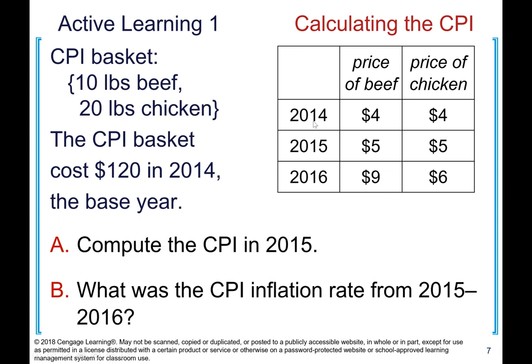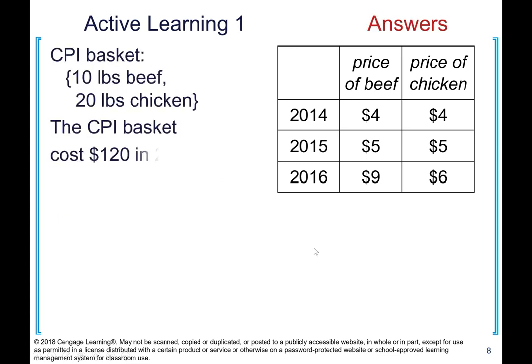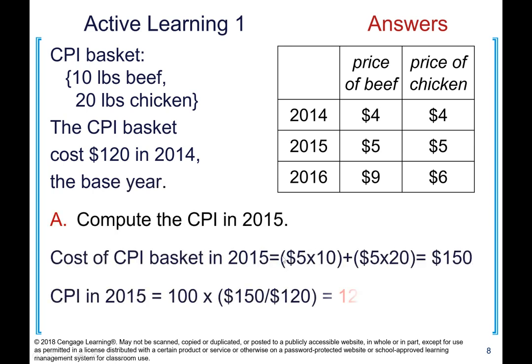The base year is 2014, and the cost is 120. Okay, number A, compute CPI for 2015. What is CPI? Cost in the current year divided by cost in the base year times 100. So here, number A says cost in the current year. What was the current year?